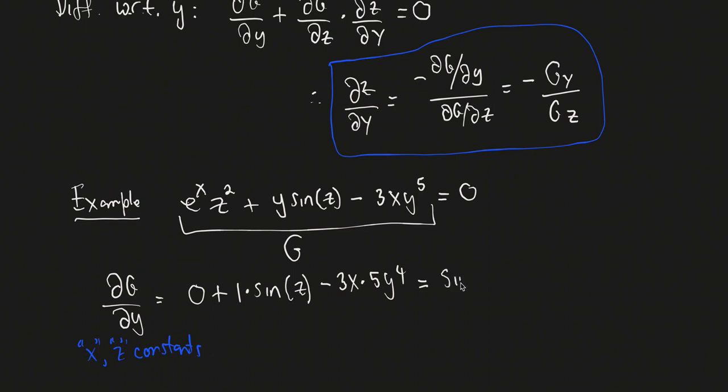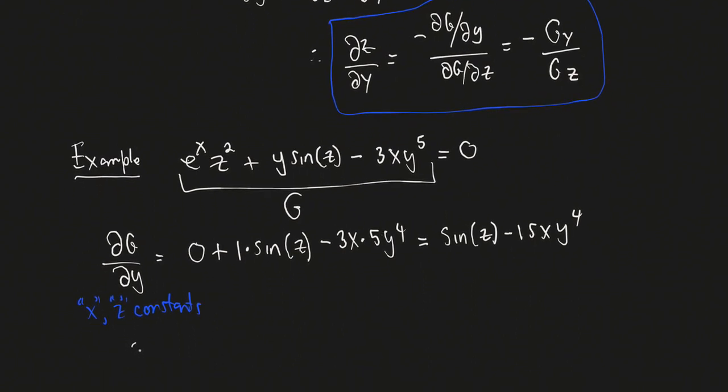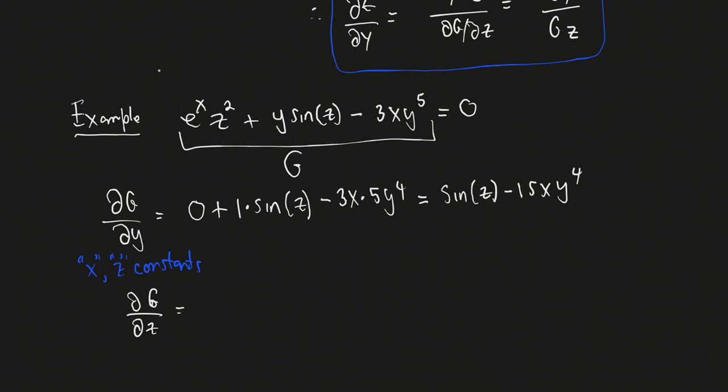So it simplifies to the sine of z minus 3 times 5 is 15, and then we have x y to the fourth, right? So that's going to be here, right? And we'll put it all together. I'm basically just doing the pieces that I need. So I figured out what's going to go in the numerator. Now let's figure out what's going to go in the denominator. So dg dz. So same thing, we're going to differentiate this with respect to z. So in this case, we are going to treat our x and y as constants, right?